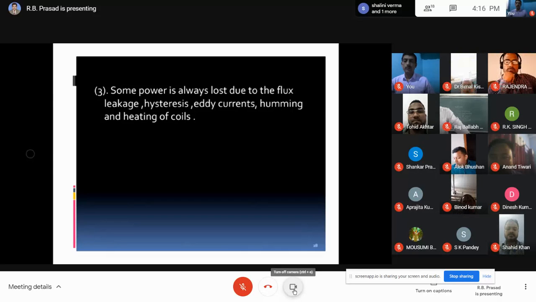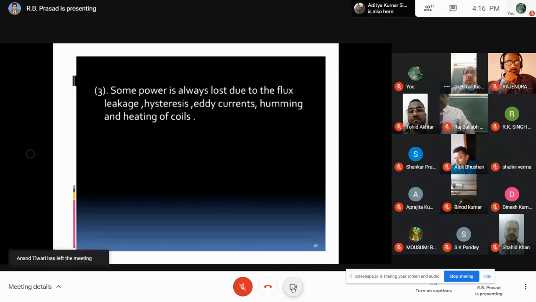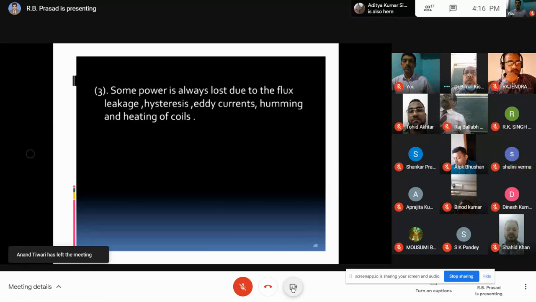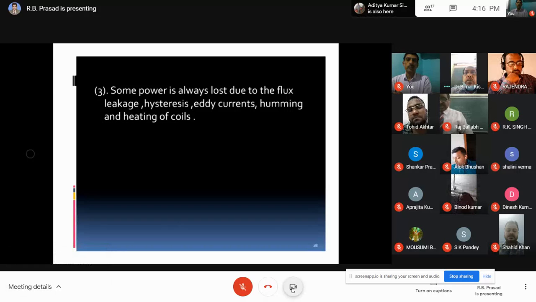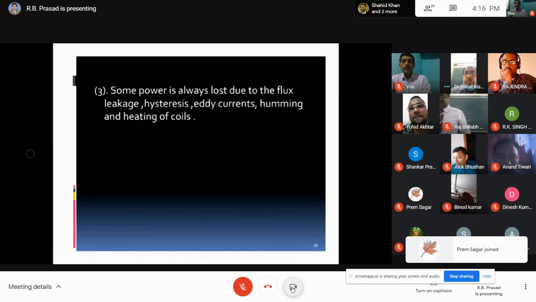So in the transformer, there is a heating loss, and it is due to the copper wire. So it is also known as copper loss. And hysteresis and eddy current losses together are also known as iron loss, because it is due to the iron part of the transformer.